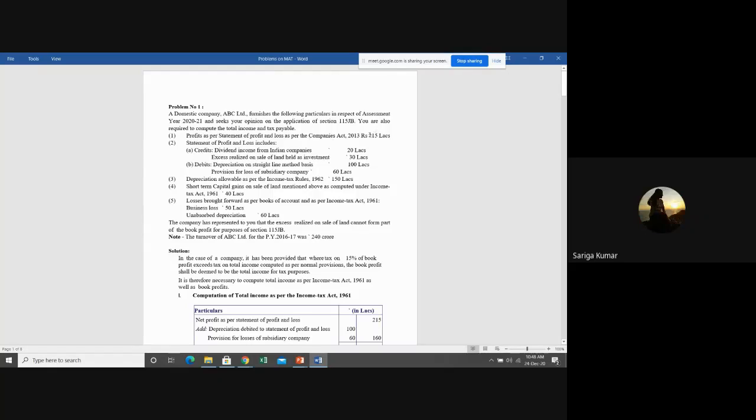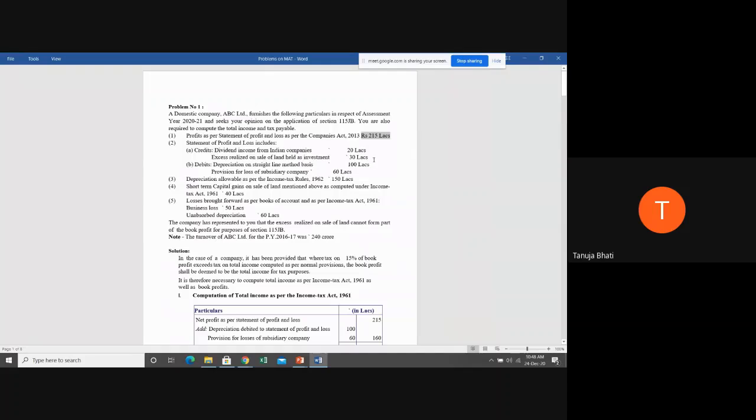Yes, ma'am. So from 215, you will minus 20 lakhs. 20 lakhs was added to the P&L account. Why are you going to minus it? Because dividend income is not an income from business or profession. It is an income from other sources. Then excess realized on sale of land held as investment. So this 30 lakhs also you are going to minus. Why? Because if it is an investment, it becomes income from capital gains. Is this clear? Why you are going to less these two items from your net profit?